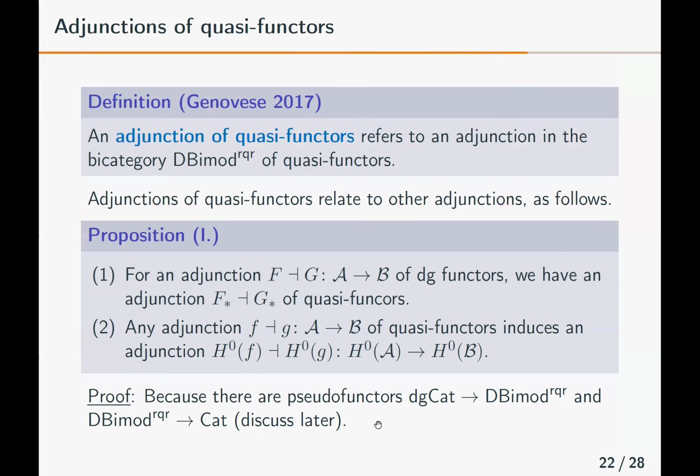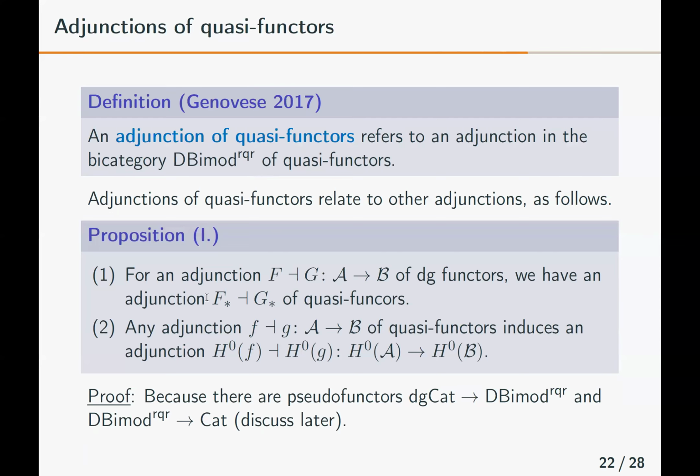Let me turn to adjunctions. Genovese introduced the notion of an adjunction of Quasi functors. This simply means an adjunction inside the bicategory of Quasi functors. Of course, one can see formally that left adjoint Quasi functors preserve homotopy limits. Also, there are some results you may expect.